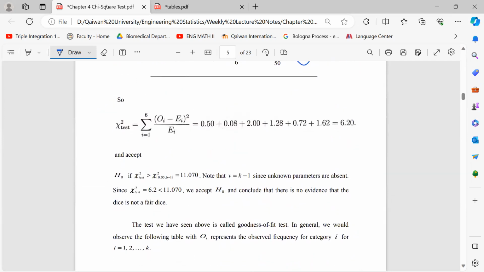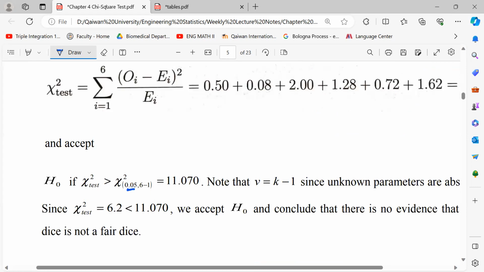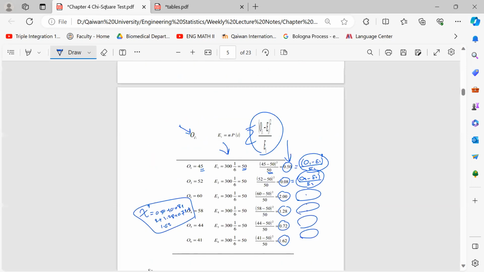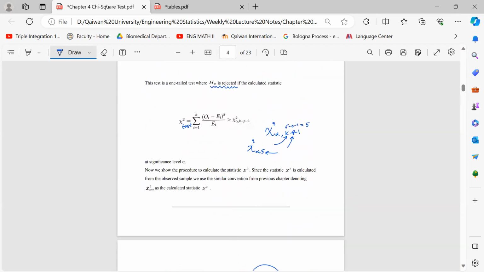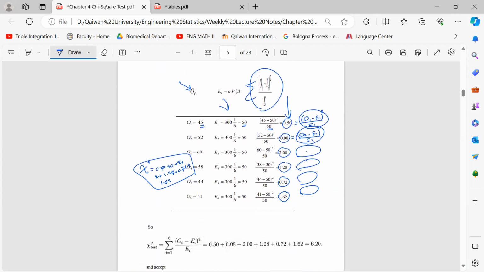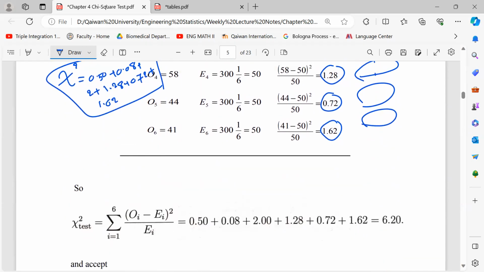But here we must have, look, it's used as 0.05 alpha. Alpha must be given, okay? I think it's given somewhere here, but don't care about that. This is the chi-square test. Let's see what's the result of chi-square. It's 6.20. This is the chi-square test.